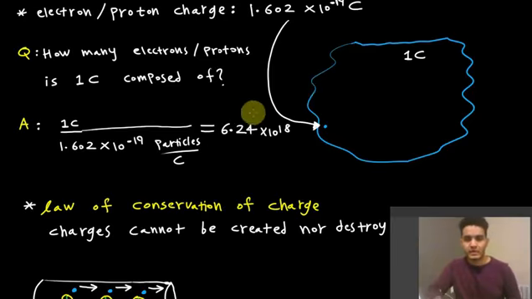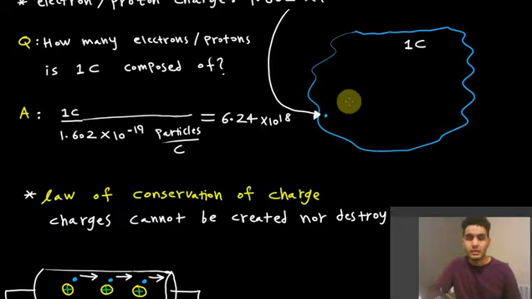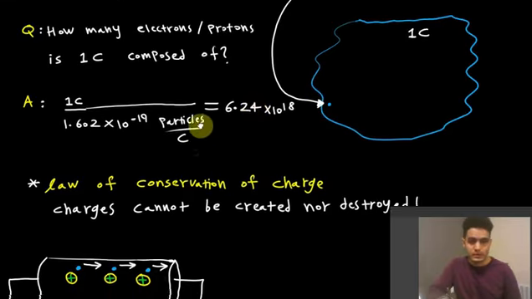1 coulomb of charge. Now, if I break this down into each individual elementary charge, you're going to have 1 coulomb divided by 1.602 times 10 to the minus 19 coulombs per particle. That's going to give you 6.24 times 10 to the 18 elementary charges in a given coulomb. That's a huge number, and it makes sense that 1 coulomb would be composed of that many elementary charges.